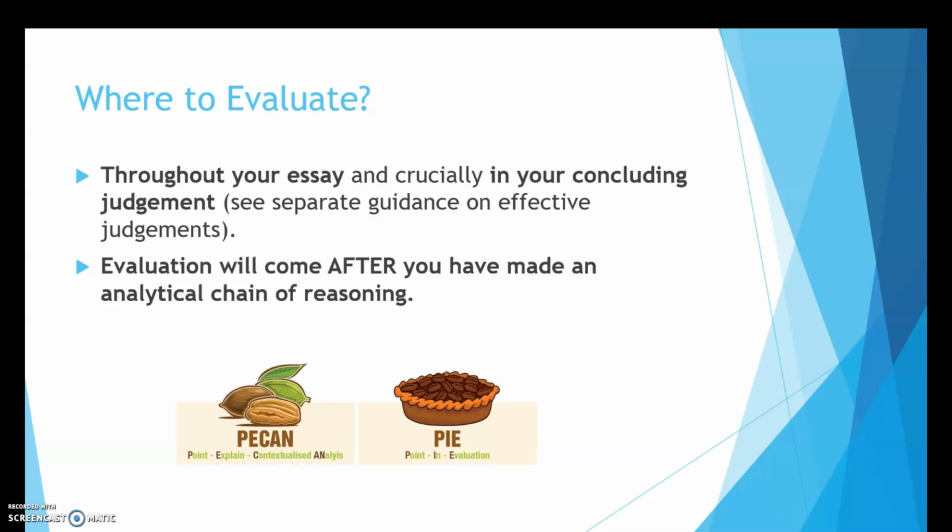So in terms of evaluation, when does it occur within a paragraph? Well, it's after you've given that chain of reasoning. Okay, so after your BLT. Now we're going to use a process called pecan pie. Okay, look at the pecan, you make a point, you explain it, and then you give it contextualized analysis. So you give real world examples. Okay, so that's your BLT. Okay, pecan. Okay, what is the pie? Pie is you make a point in your evaluation. Okay, and we'll come across that, and I'll show you some worked examples afterwards. Very important that you guys are fully focused on this from now till the time you have completed the course.